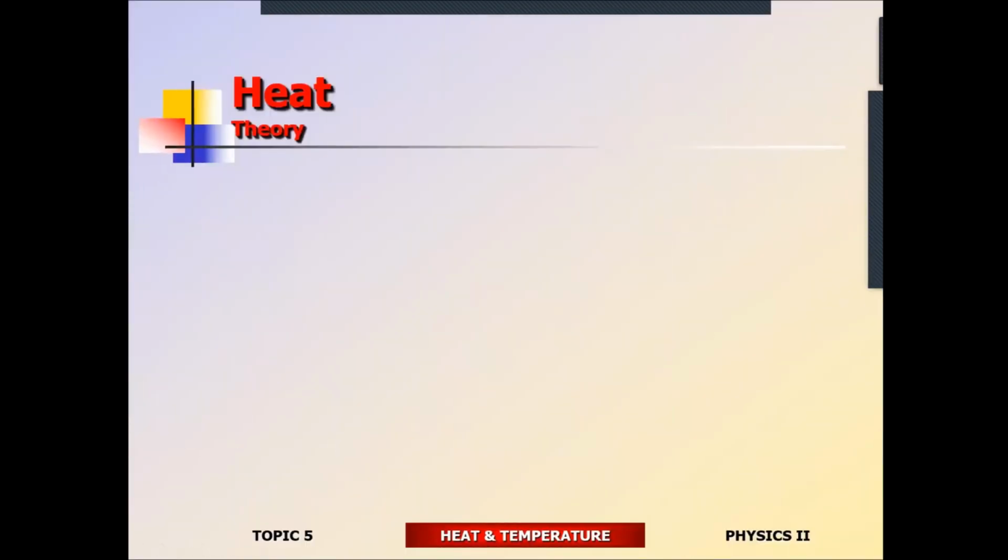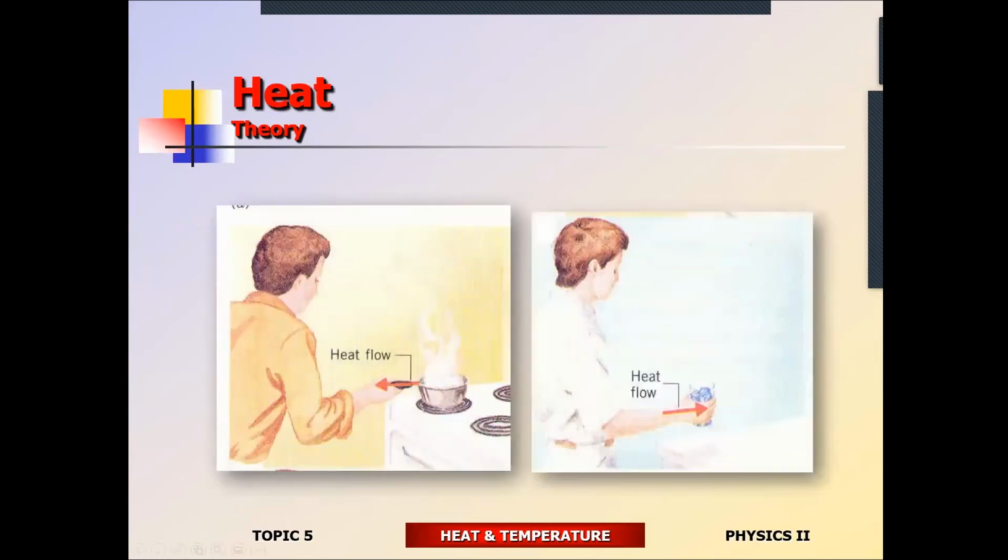All right, now let's talk about heat. It's a restatement of what I stated before. Heat is just a form of energy, right? It's just going to flow from hot to cold. This is hot, your hand is not, so it's going to go from the pot into your hand. And obviously, ice is cold, your hand is warmer. So heat is going to go from hot to cold.